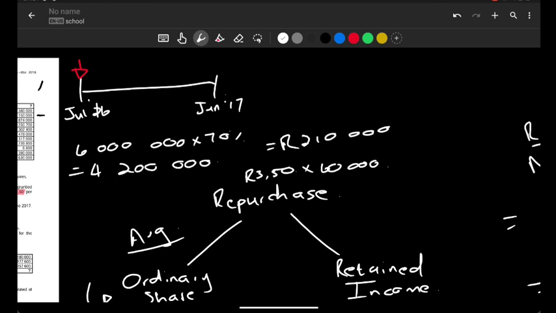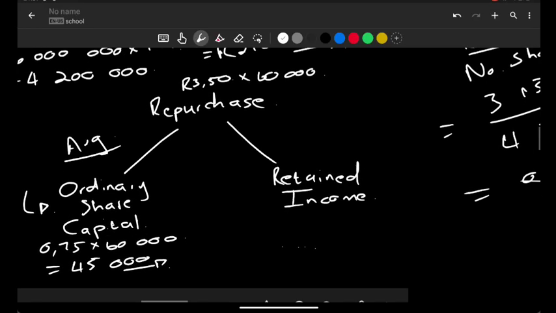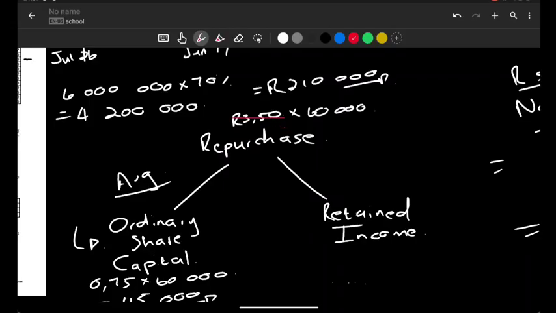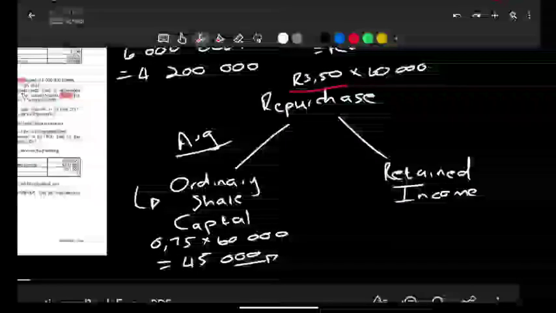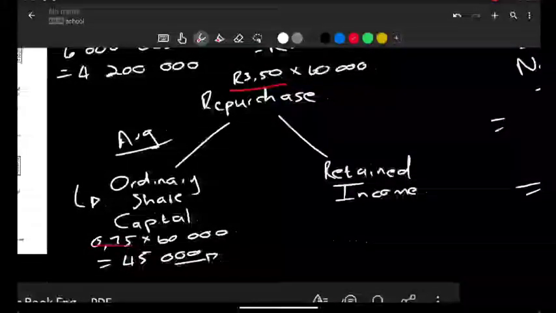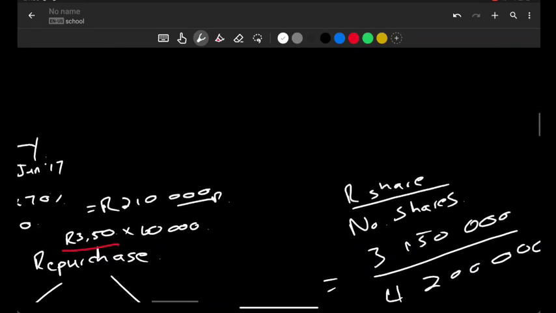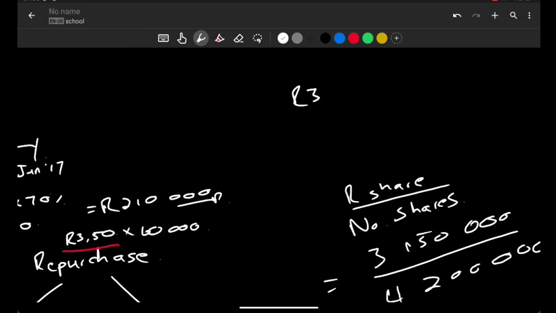210,000 rand. Right, now retained earnings, remember I said that this repurchased value is going to be divided into two, right? So we already have the 0.75, but we don't have how much the retained income is. So to get that, we're simply going to say 3 rand 50, which is the full price, minus the amount that was paid for ordinary share capital, the average for ordinary share capital, and then we have 2 rand 75.